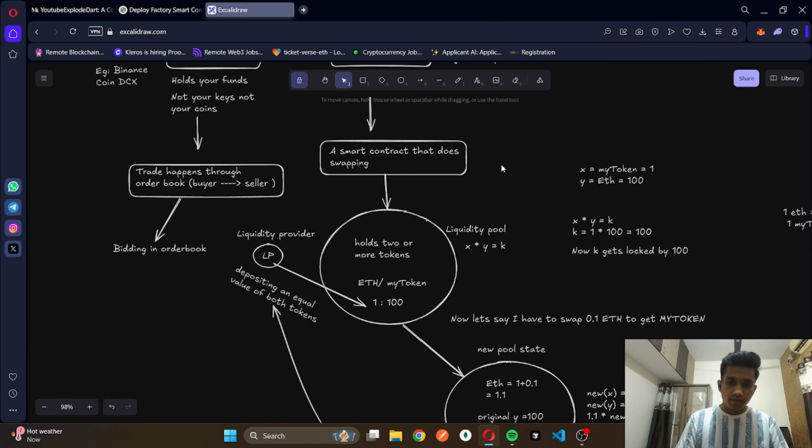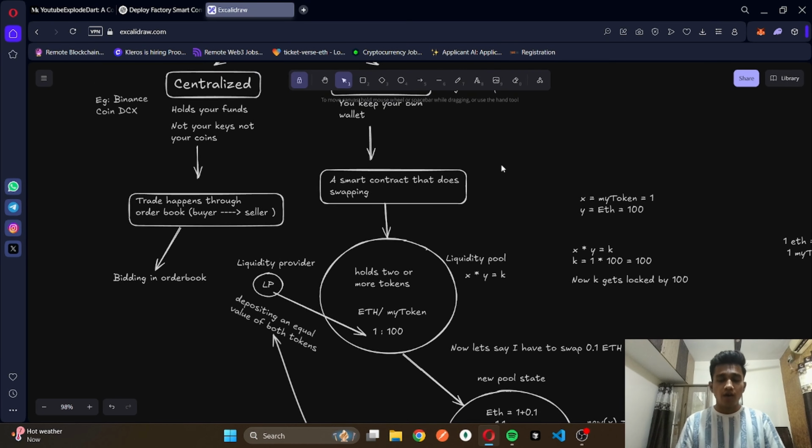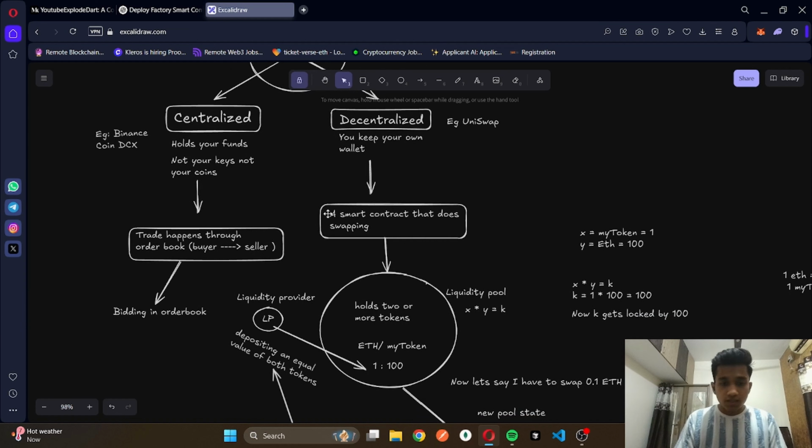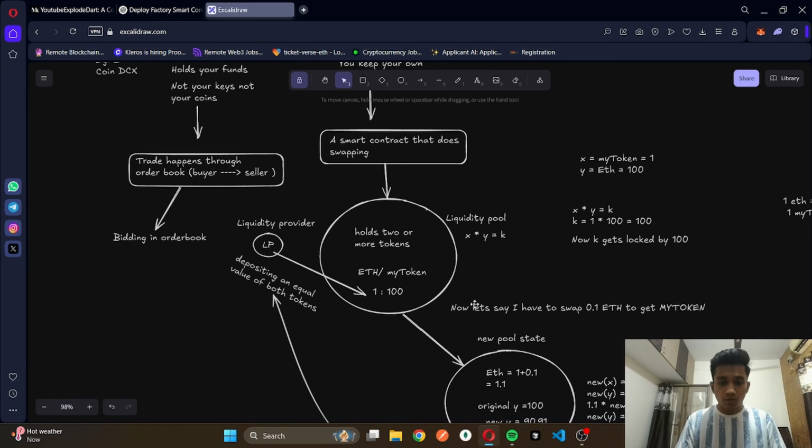And the most interesting part about this is how the price of the token in a decentralized exchange actually gets determined, right? So in a decentralized exchange, there is a smart contract that does the swapping, and it has a liquidity pool inside it. Now, this is the most interesting part. What is a liquidity pool? A liquidity pool in a decentralized exchange is a pool of two or more tokens, right?